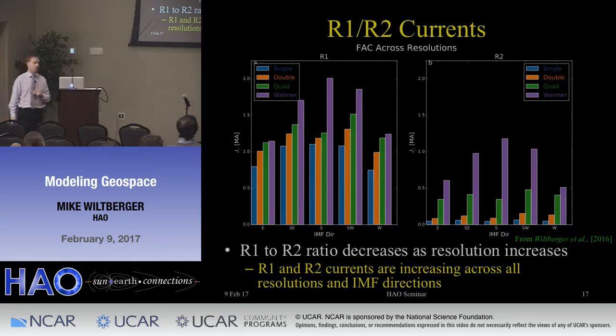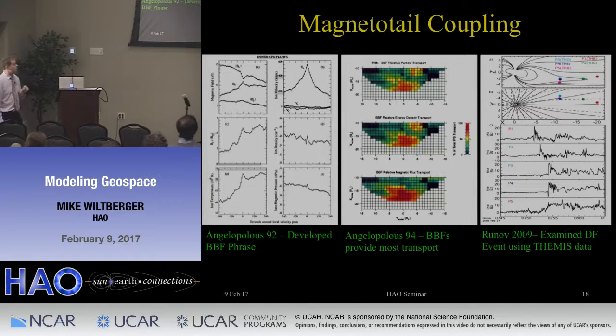It's getting close, but probably not quite to the values that are seen in an empirical modeling sense. But we're bringing that ratio of region one to region two currents more in alignment with the expectations of what the observations should tell us it should be. So I can also look at coupling that happens from a different perspective, and that is the coupling in the magneto tail.